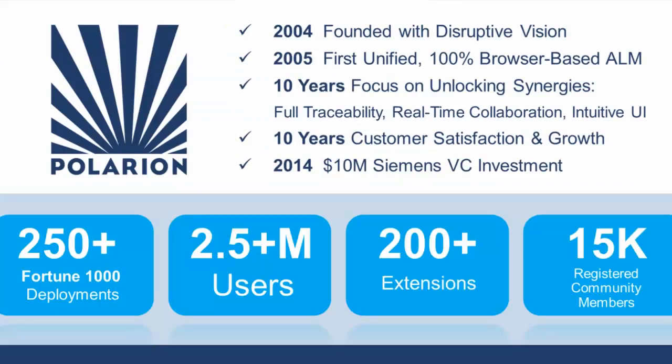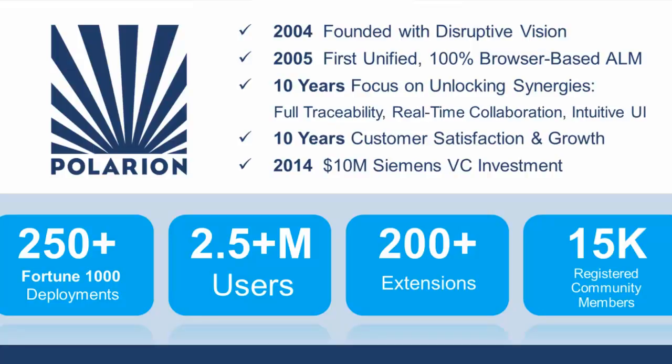Instead of integrating islands of automation, Polarion was founded in 2004 to start with a blank sheet to disrupt the industry. A year later, we launched the industry's first unified 100% browser-based ALM solution based on one repository, data structure, and business logic. But of course, we have not stood still. And in the last 10 years, our customers have been able to unlock synergies and empower their disparate teams. And the numbers speak for themselves.